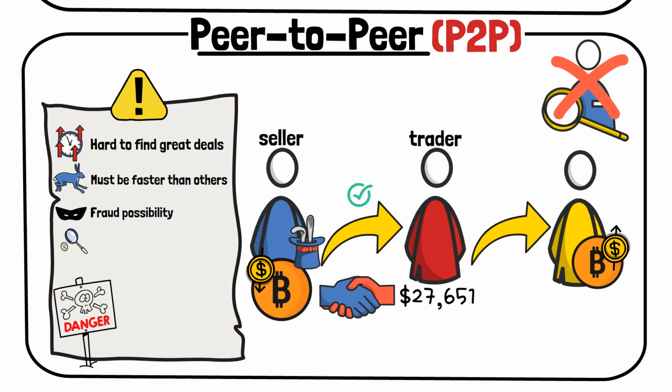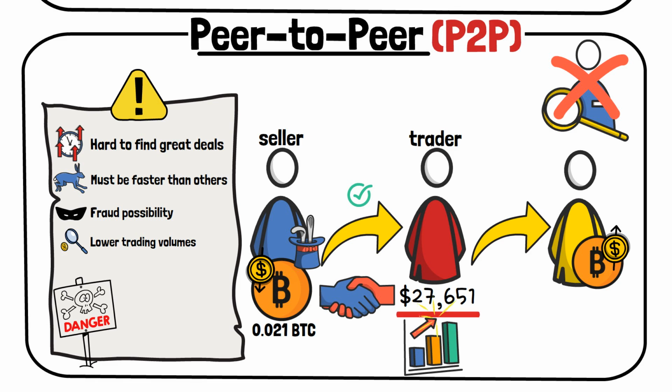Finally, P2P trading platforms usually have lower trading volumes than, let's say, centralized or decentralized exchanges. You can buy just as much as the seller offers, not more. This, therefore, imposes limits on potential arbitrage gains.